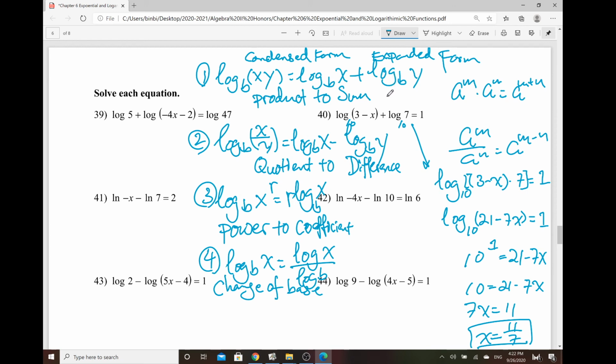Another thing that you want to check, if the quantity of the log is a negative number, that means that would be considered an invalid solution. Why is that? Because the log function is always considered like this. Here's the parent graph for the log function. So let's say we have y equals log of x. As you can see, the value of h is 0, the vertical asymptote.